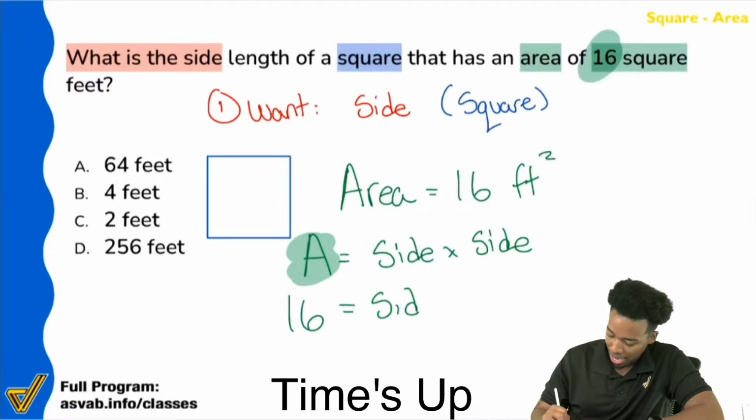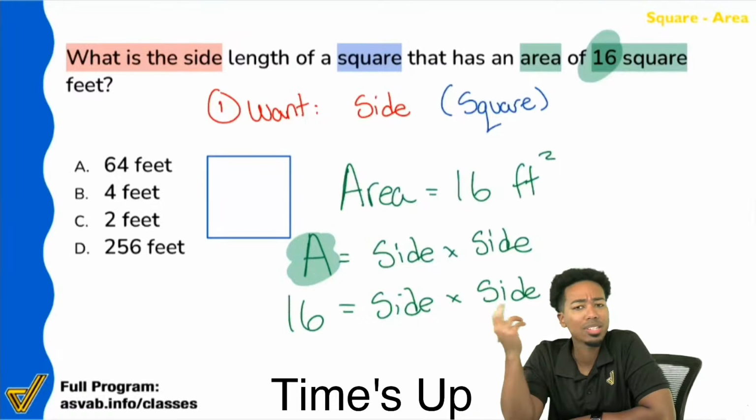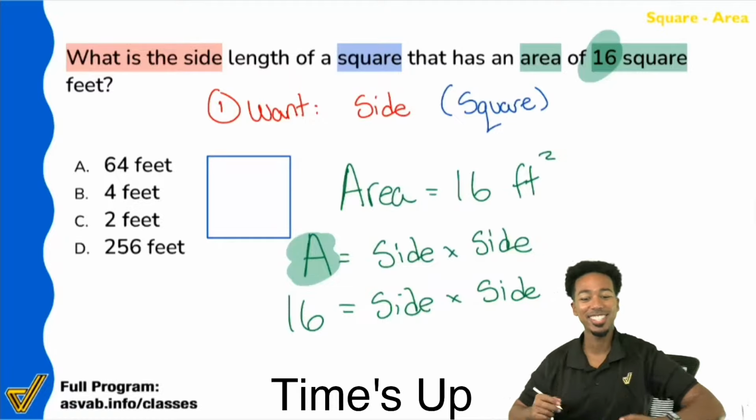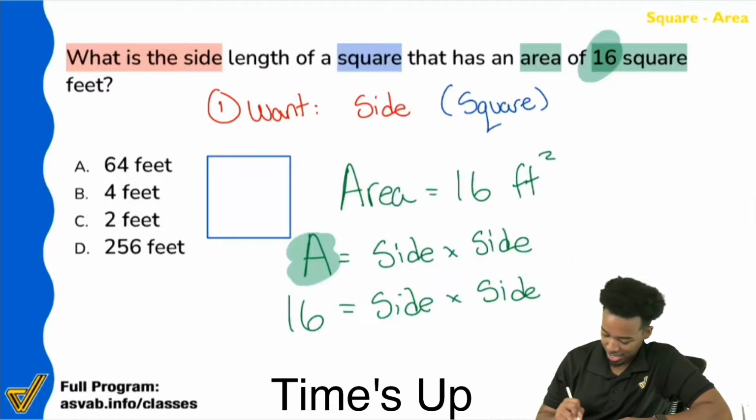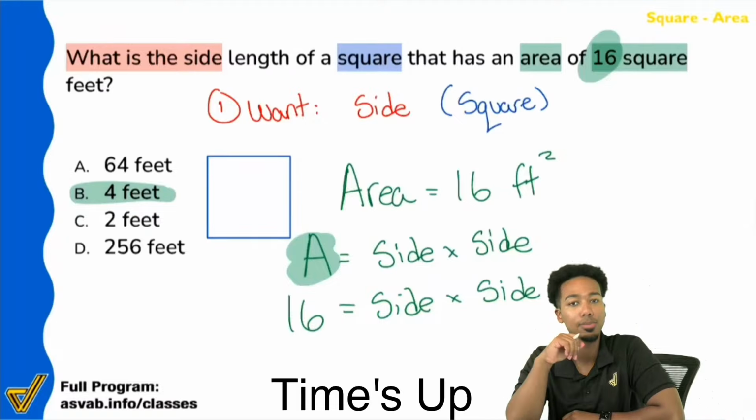Now, all you have to ask yourself, everyone, is this. All you have to ask yourself is, hey, what times itself gives you 16? What is that? Bingo. 4. Exactly. And so there you can be confident and say, yeah, 4 times 4, that's going to give you 16. That's my answer. That's the side length because it fits the bill.